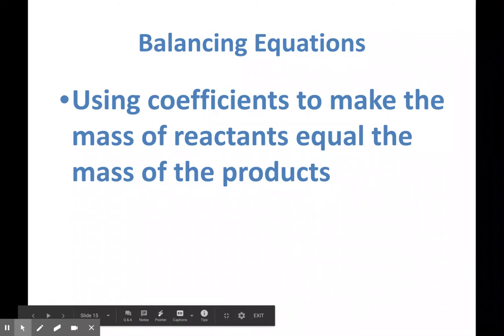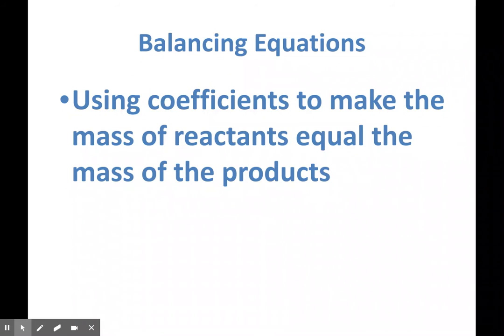Balancing equations is going to be very important. You might have done this in junior high with some very simple ones. We're going to do some more complex ones, but we're going to be using those coefficients to change the number of the substances that are involved. And you can only change the coefficients. You can't change subscripts. You can't add other substances. You can only change the coefficient.